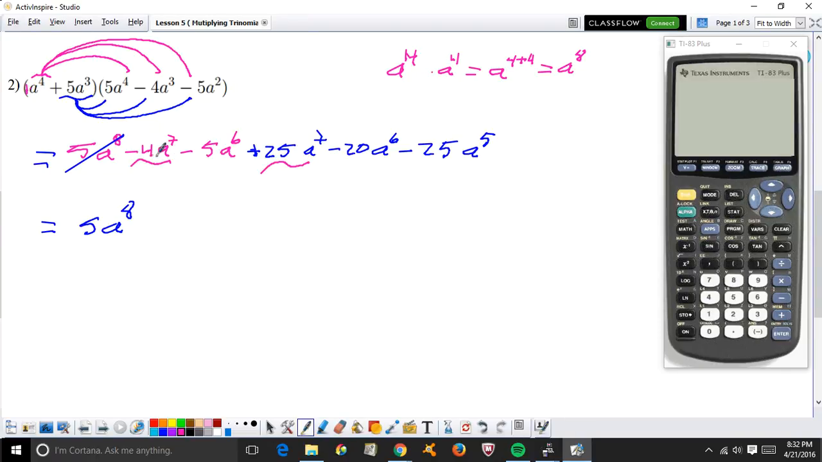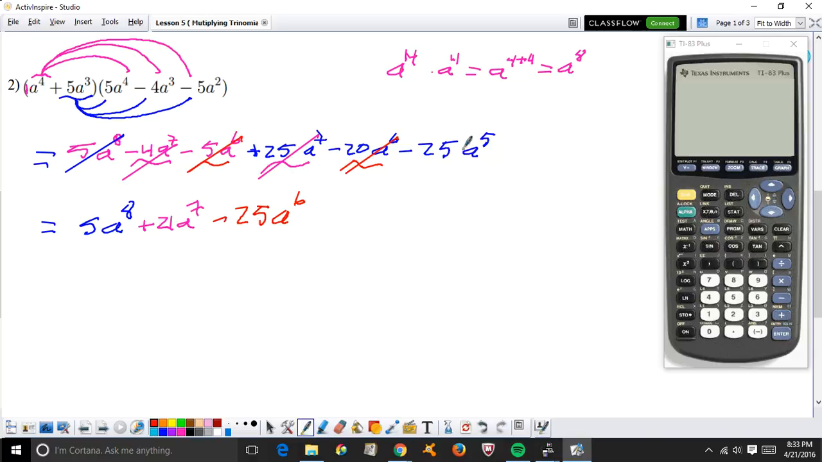So we combine them. We have negative 4 a to the 7 plus 25 a to the 7. So that gives us what? 21. So plus 21 a to the 7. Okay, so we already combined them, so we're good there. So what's next? Next exponent, so that's a to the 6. A to the 6, we combine them. Negative 5 a to the 6 minus 20 a to the 6. So we got minus 25 a to the 6.